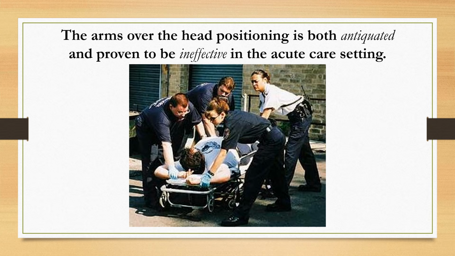The arms over the head positioning is both antiquated and proven to be ineffective in the acute care setting. It is extremely dangerous for the patient to lay them supine with their arms and legs pinned to the stretcher with their arms above their head as seen in the picture. It can cause them to become short of breath. It's very difficult to breathe and it leaves them completely exposed. It's okay if you need to do this for your scene safety initially until you can get more help to keep the patient safe, but it is not appropriate to transport a patient supine with their arms above their head like this.